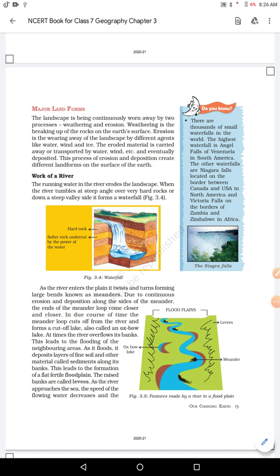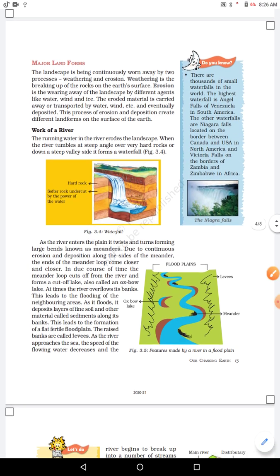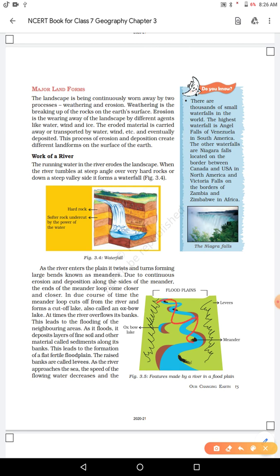As a river enters the plain, it twists and turns, forming large bends known as meanders. This is a meander. When it enters the plain, it twists. This is a twist of the river, and it twists and turns, forming a large bend known as a meander.